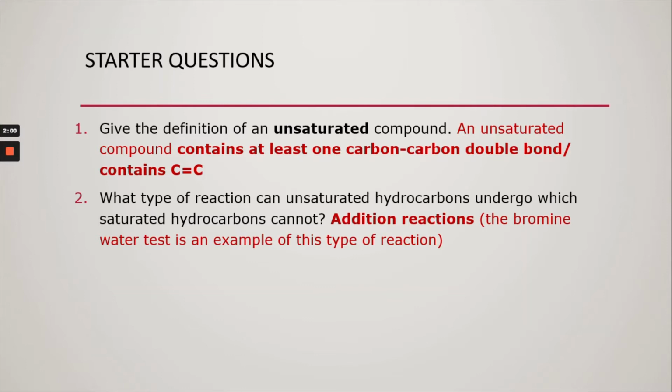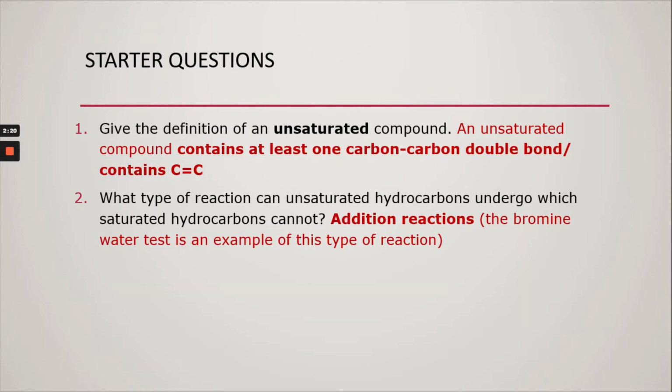Now, when we did some past papers, a few of you were explaining it as unsaturated means that something can be added to it, and that is right, but if you're asked for the definition in an exam, you need to talk about having carbon-carbon double bonds. You need to mention carbon-carbon as well. If you just said double bond, that won't get you the marks. You have to say at least one carbon-carbon double bond.